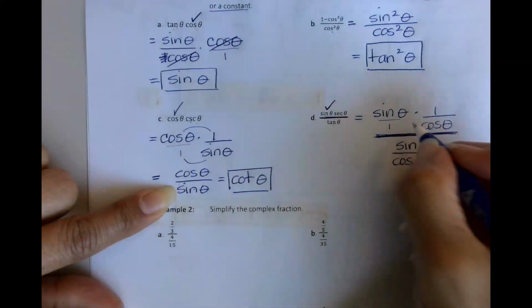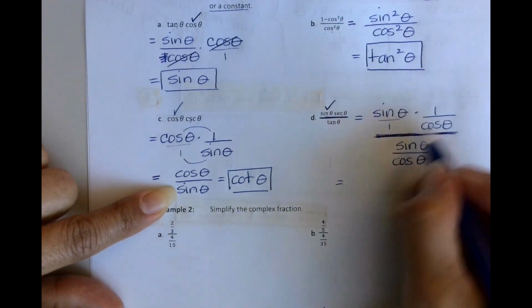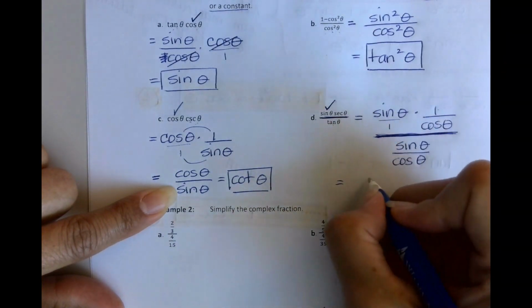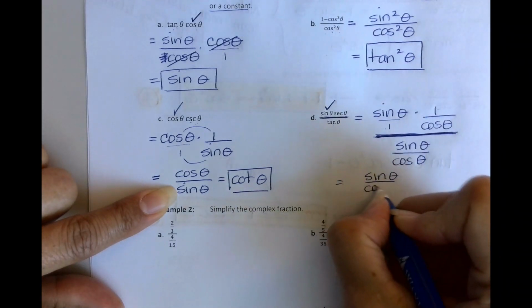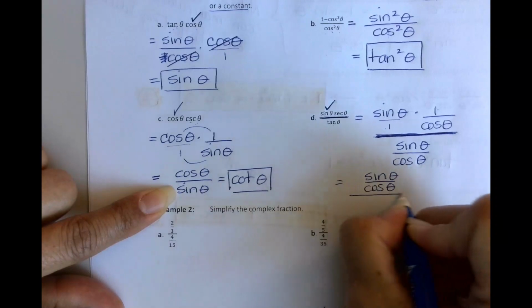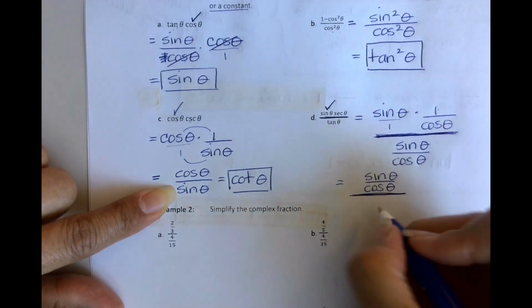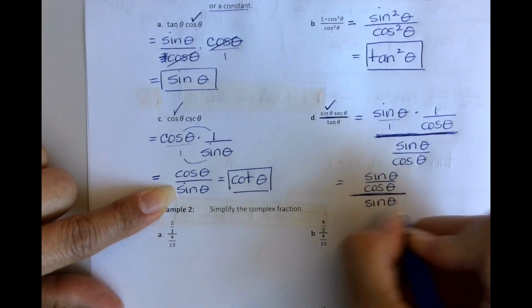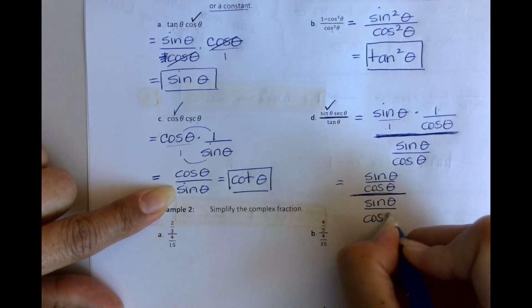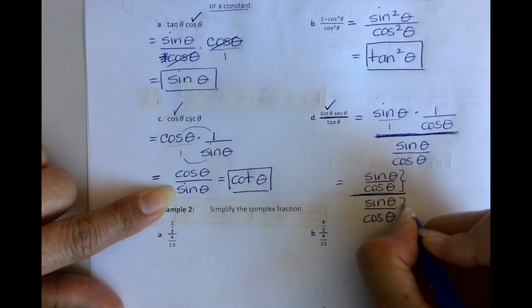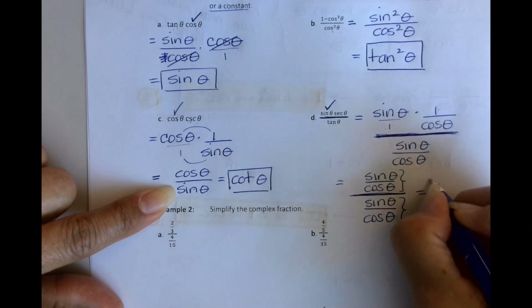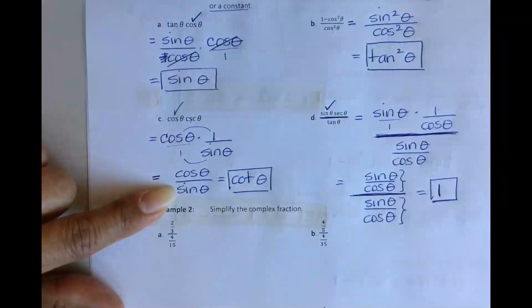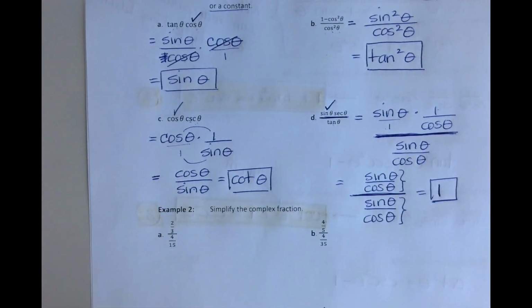Okay, so nothing to cancel, so I'm going to do sine theta times 1. 1 times cosine theta. And then here's my division symbol. There's that sine over cosine. Well, if you notice, these here are identical to these. And when you have two identical values dividing by each other, that's just a 1. Okay? And there you have it. Pretty straightforward.